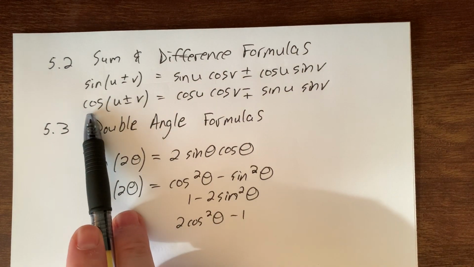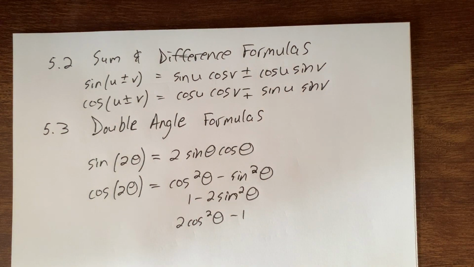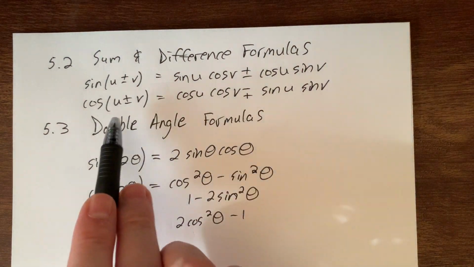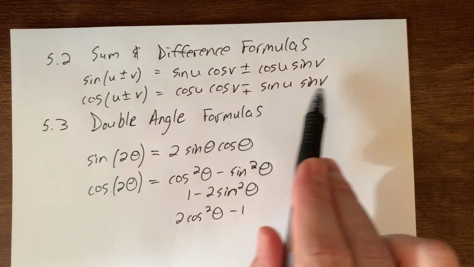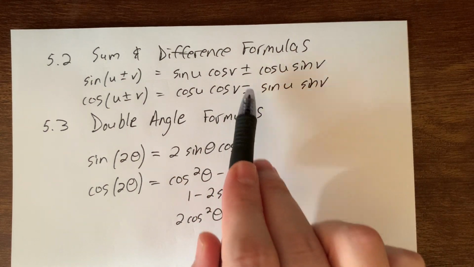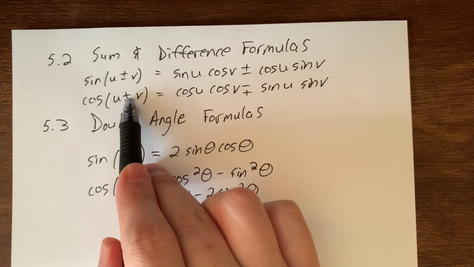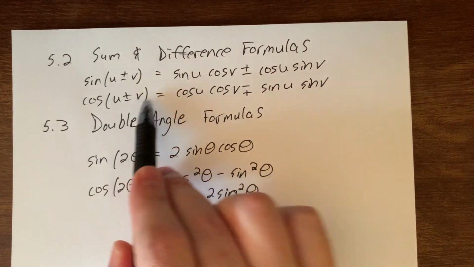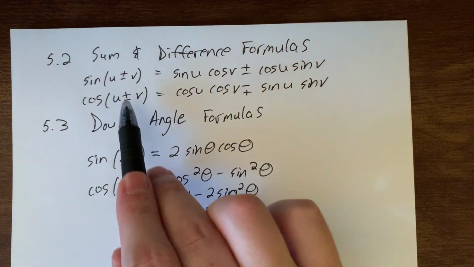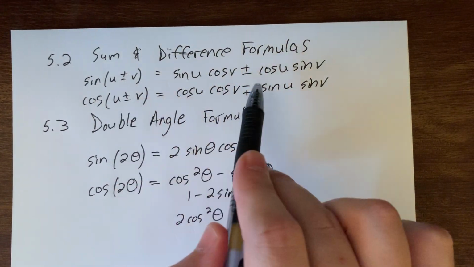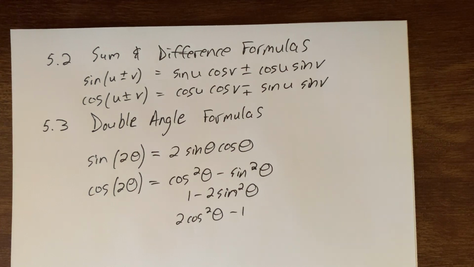So the cosine sum and difference formulas are a little different in that you get both cosines and then both sines for each of the different angles, but also notice how the signs flip. If you've got the plus in between the angles here, it becomes the minus in between the trig functions here. And if it's the minus between the angles, then you'd use the plus.